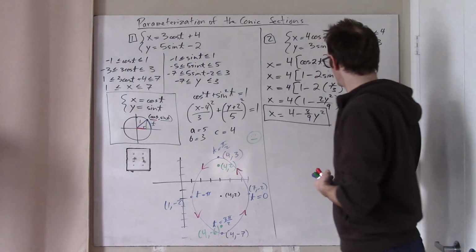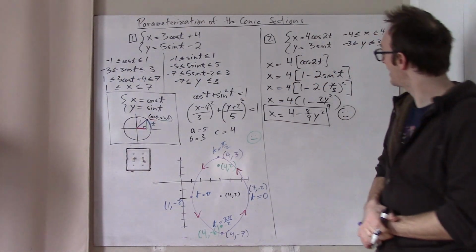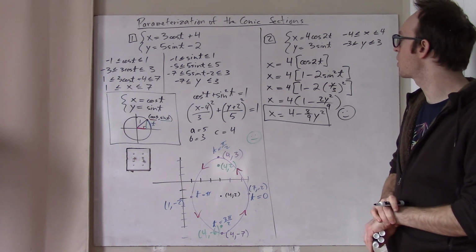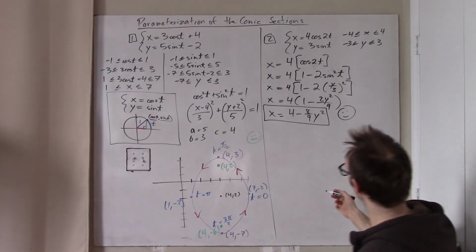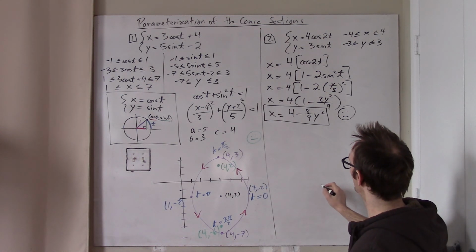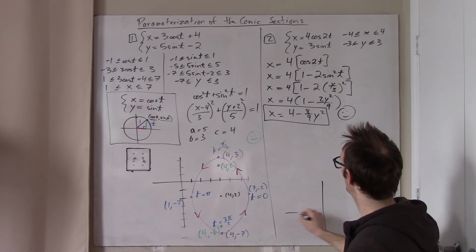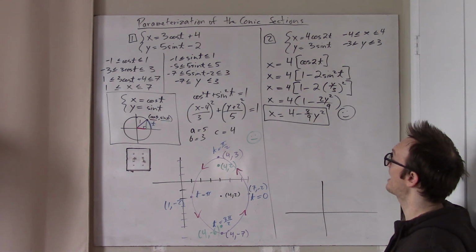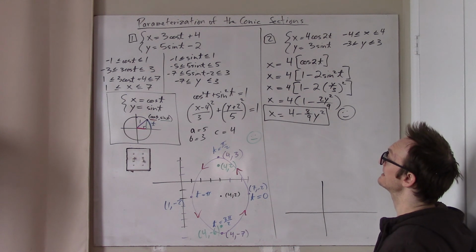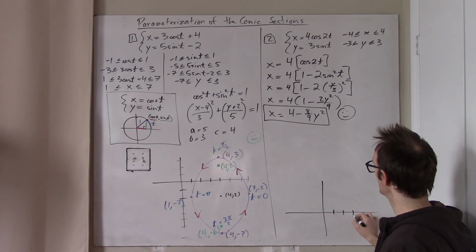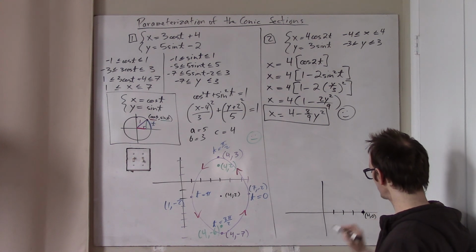Hopefully now you are more confident. What is this? It's just going to be a sideways parabola. And you don't really need to know anything about parabolas to graph this and to complete this problem. What's it going to look like? Well, it's going to be a sideways parabola with negative leading coefficient. When y is 0, x is 4. So the vertex of the parabola will be here at 4, 0.